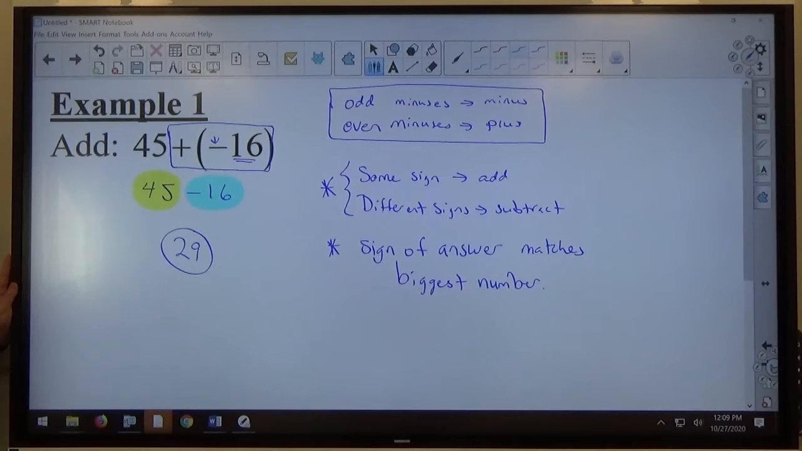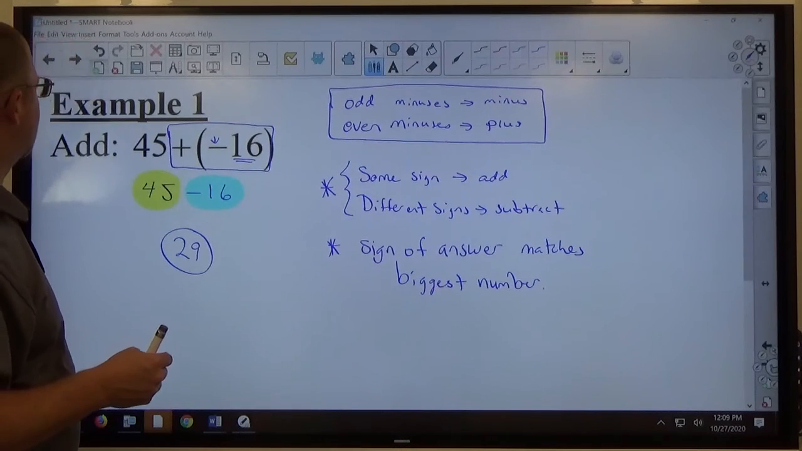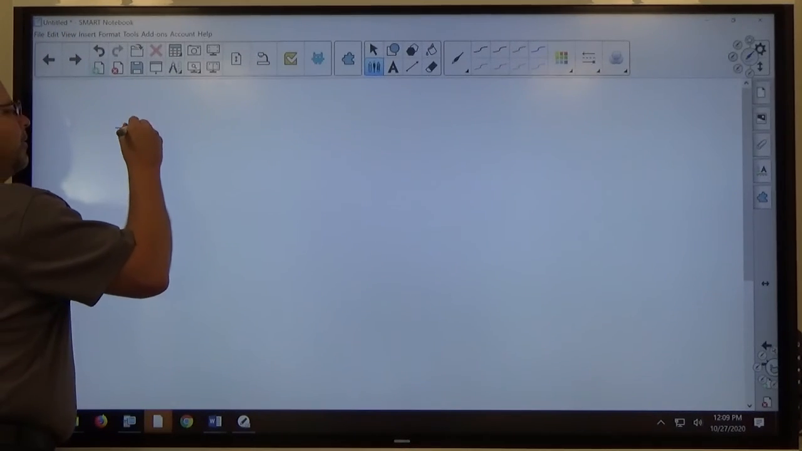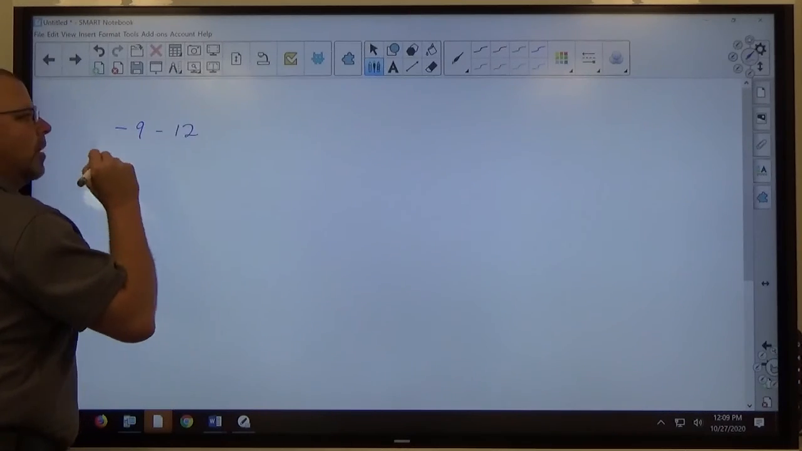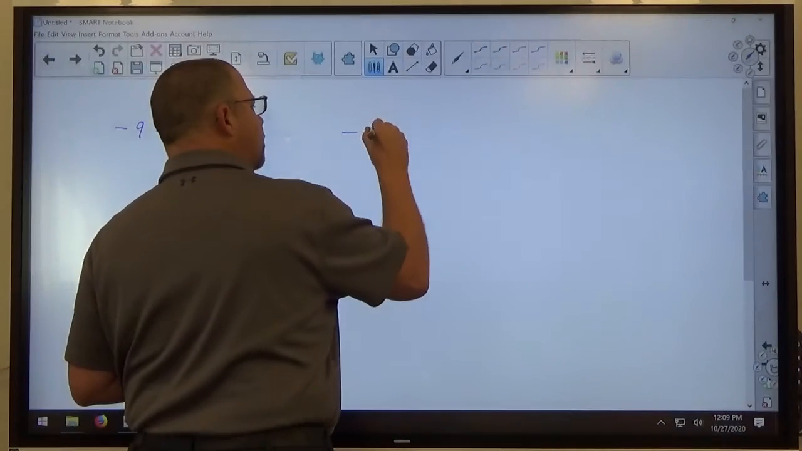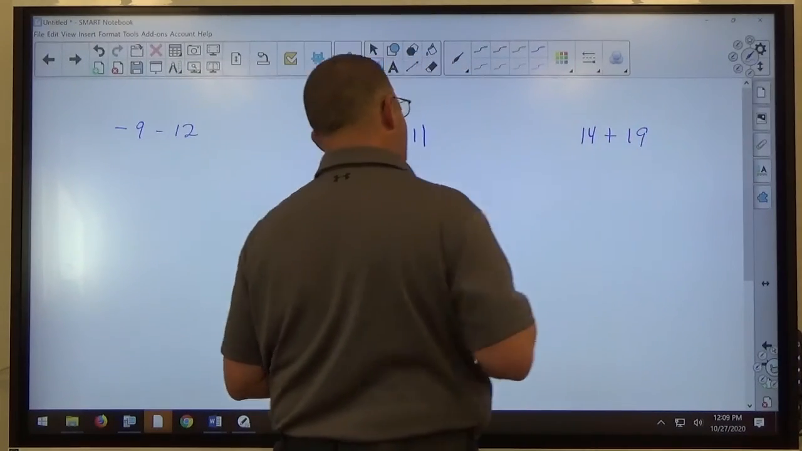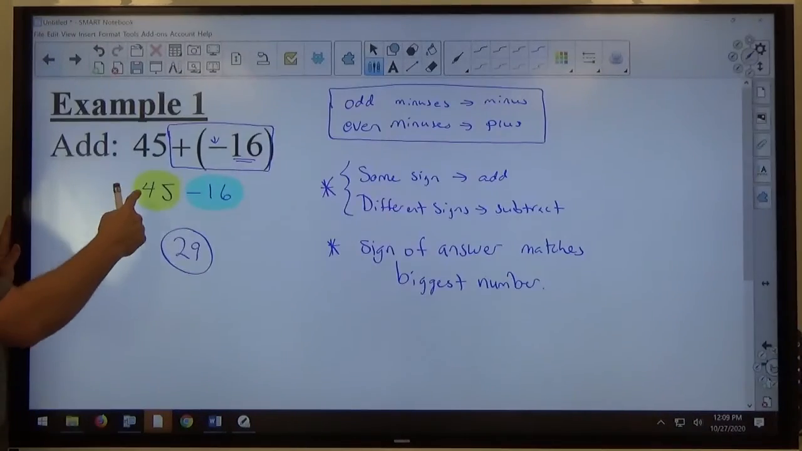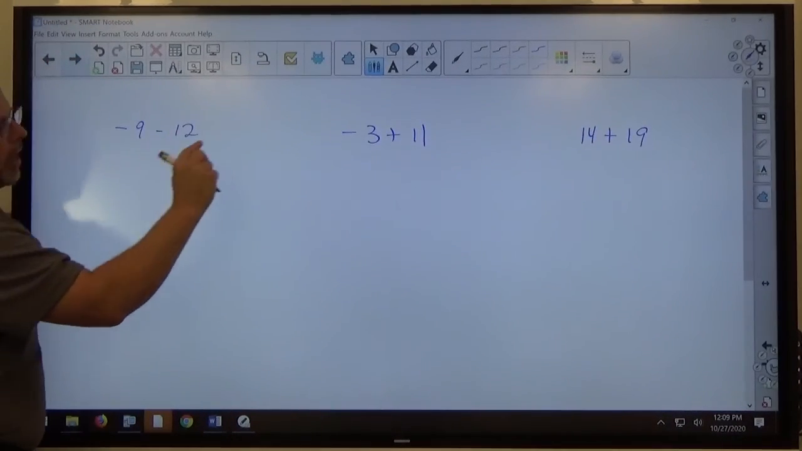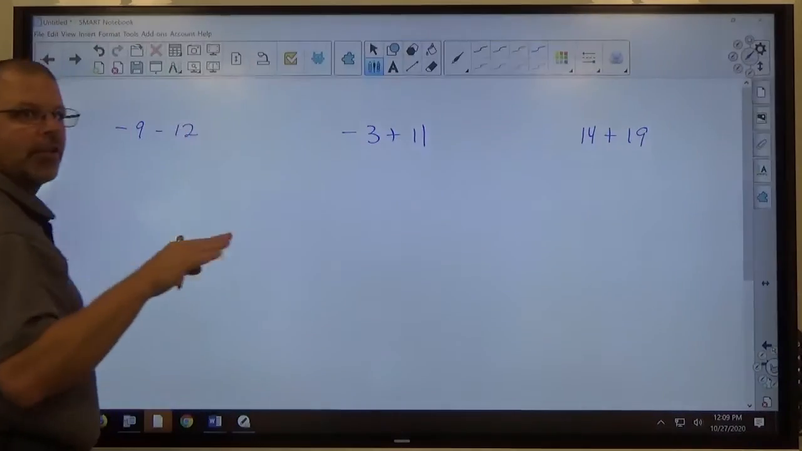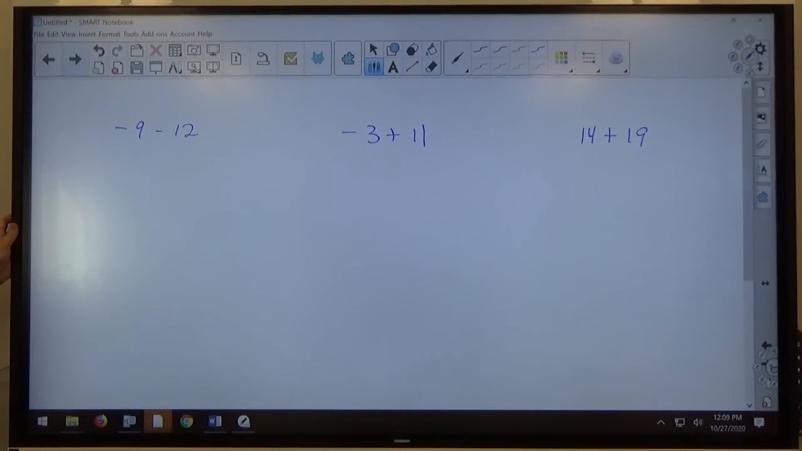As you're adding or subtracting two numbers at a time, that's the thought process that needs to go inside your brain. Are the signs the same or different? Same, add; different, subtract. Should the answer be positive or negative? The bigger number's sign is the sign of the answer. Let me throw a couple more at you real quick. Suppose I have negative 9 minus 12. Suppose I have negative 3 plus 11. And suppose I have 14 plus 19. This is first positive, second negative; both negative; first negative, second positive; and both positive. That's all the possibilities that could happen when two numbers are being added.